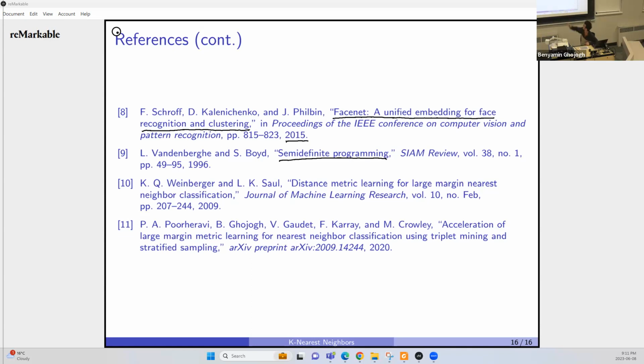Semi-definite programming. If you want to know about SDP, you can take a look at this for optimization. Distance metric learning for large margin nearest neighbor classification in 2009. Again, another follow-up paper for that large margin KNN. This is also our paper, where, as I said, we use triplet mining for this large margin KNN algorithm. Okay.